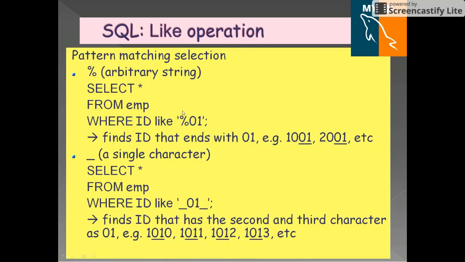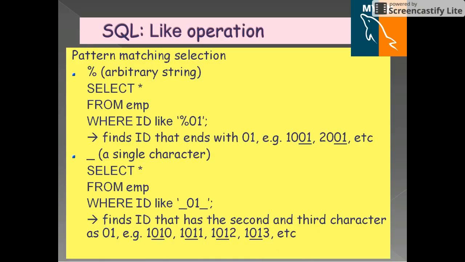The percent symbol in the LIKE statement means that it will print the matching IDs that end with 01, and anything could be written before 01. For example, 1001, 2001, etc. If we place the percentage symbol afterwards, that means it must start with 01, and anything could follow that.